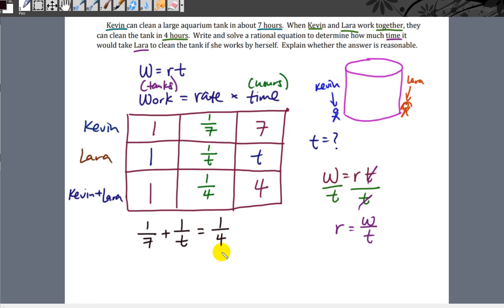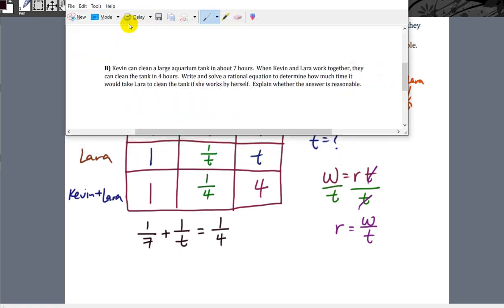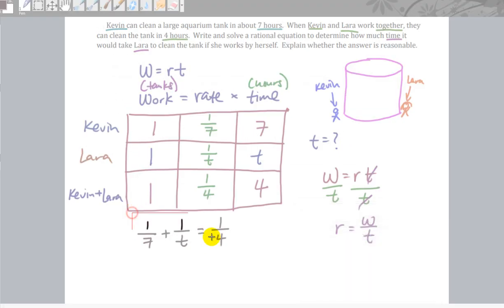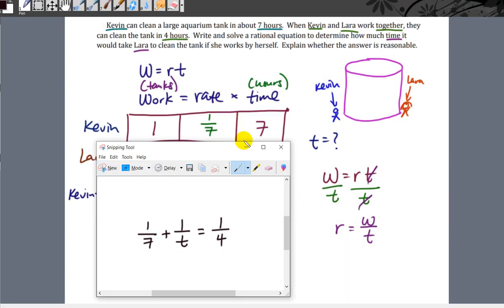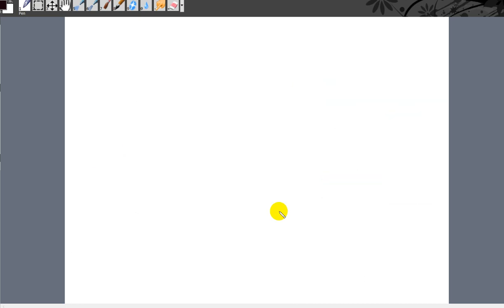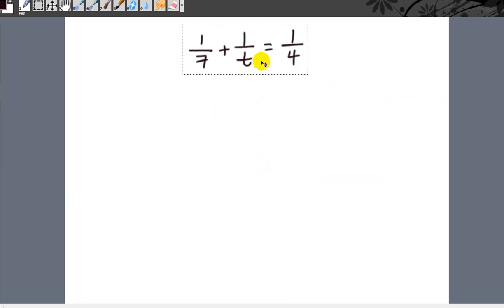Okay. So what we want to do from here is solve this. 1 over 7 plus 1 over t equals 1 over 4. Let me go ahead and take a screenshot of that and clear what we have. Okay, so this is what we need to solve.